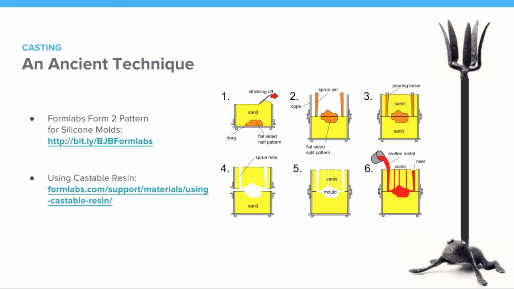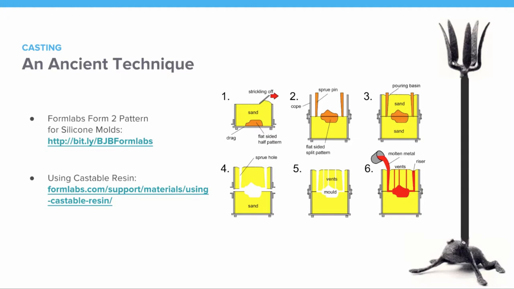The basis of casting is you have a hollow mold made from a master, so that master could be hand sculpted or 3D printed. Then you surround it in the casting material, and then you pour in your plastic or your metal or what have you.